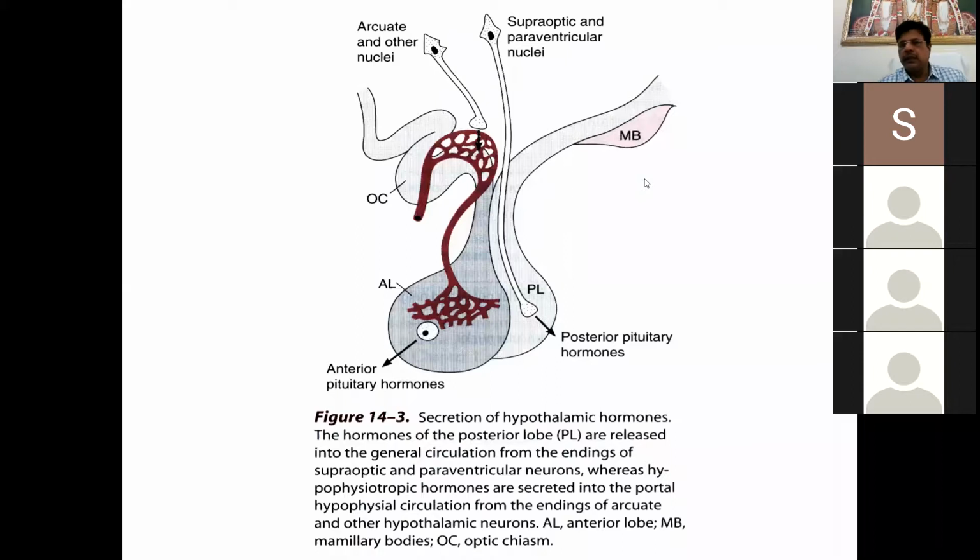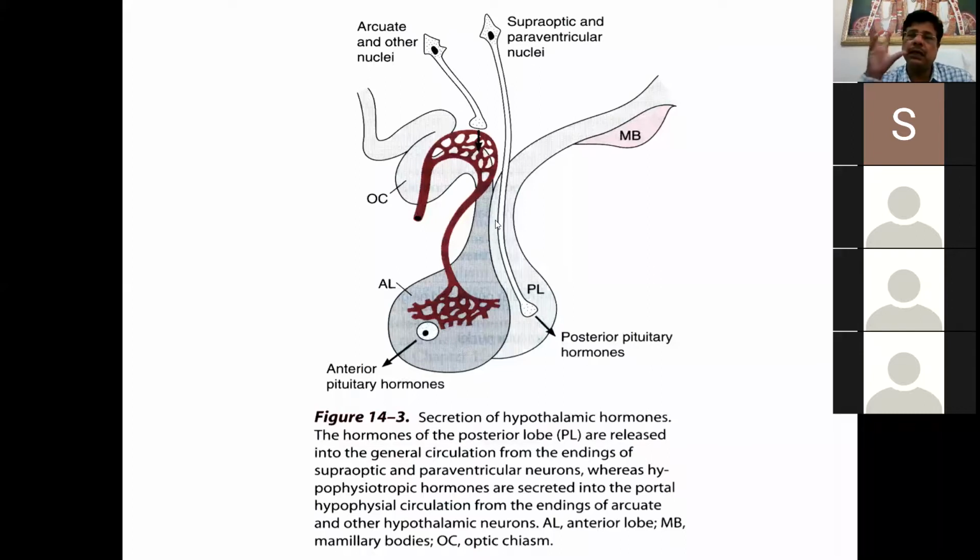Then if you look at the intermediate lobe of the pituitary, it will secrete melanocyte stimulating hormones, alpha and beta melanocyte stimulating hormones. But in adults, they say that this intermediate lobe of the pituitary becomes rudimentary. So again, there is a controversy like this.